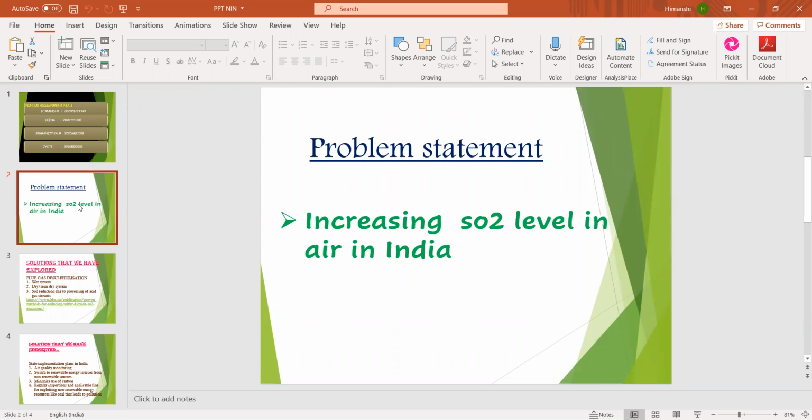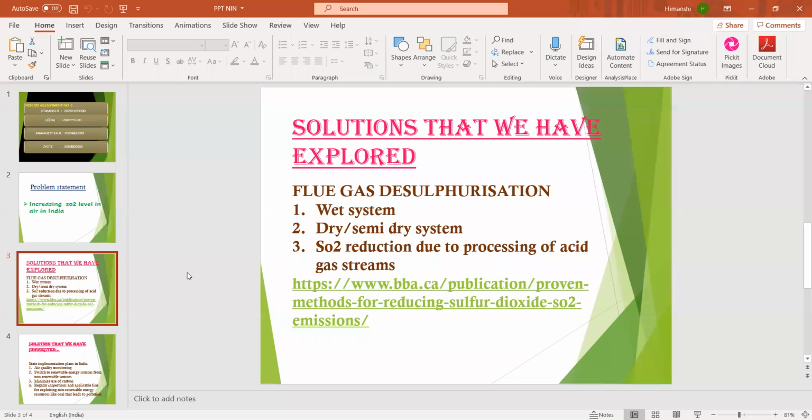Today the problem statement of our group is the increasing SO2 level in air in India. There are some solutions that we have explored. Those are flue gas desulfurization.